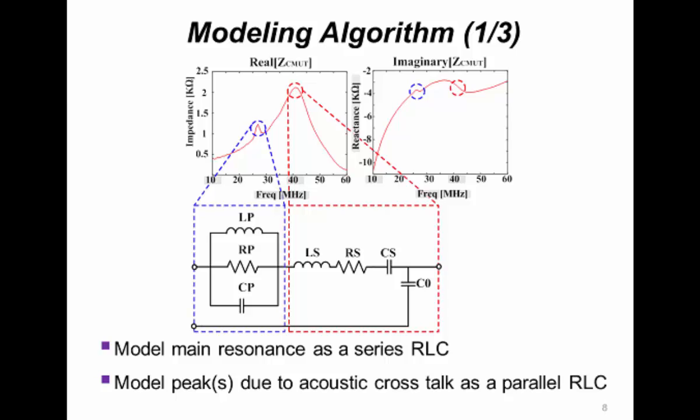Here we show how we model the CMUT in the equivalent circuit. We model the resonance of the CMUT as a series RLC here, and the peak from the acoustic crosstalk is modeled as a parallel RLC.